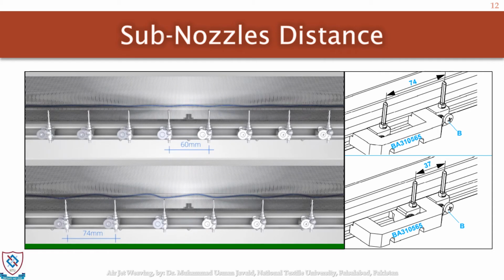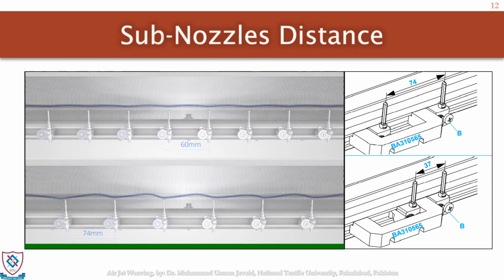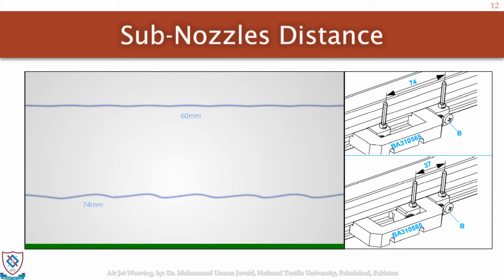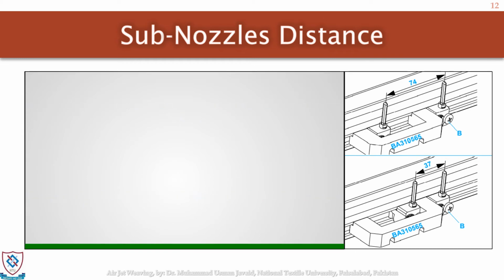Over here you can see the yarn is more straight, and here there are bends because the needles are a little far away. So in this slide I try to explain that the distance does matter. We generally decide this distance on the basis of yarn weight.